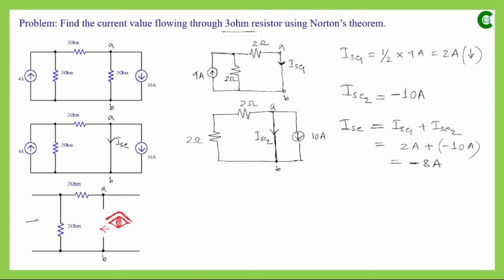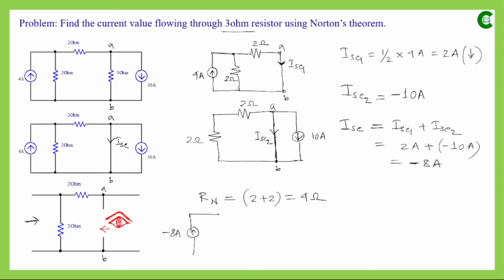Now we will start simplifying this network from this side. With respect to these two terminals, to find the equivalent resistance, we can see that this resistor and this resistor are connected in series. So the Norton's equivalent resistance will be simply 2 plus 2, which means 4 ohm. That means the final circuit will have this IN, which has value minus 8 ampere.